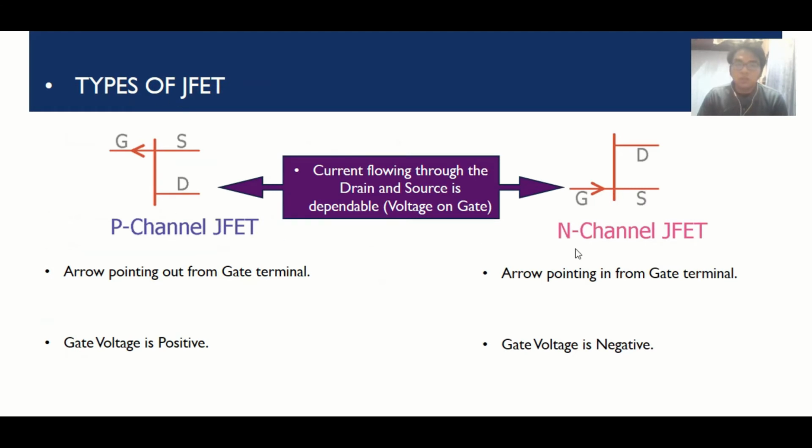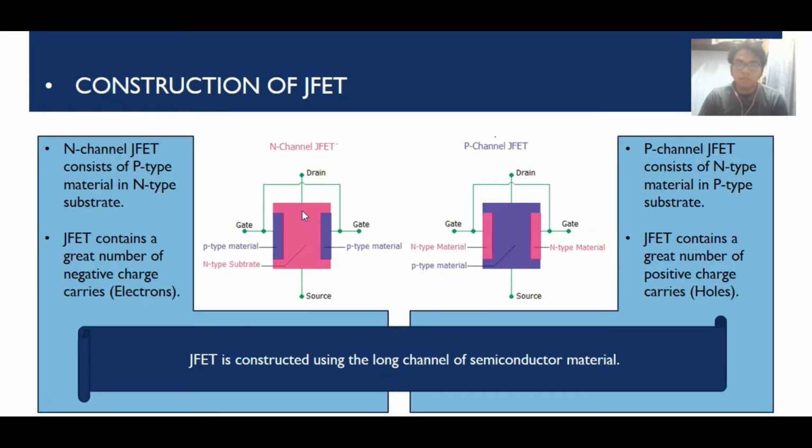Right, there are two types of JFET, which is P-channel JFET and N-channel JFET. Current flowing to the drain and source is dependent, which is it depends on the voltage applied on the gate terminal. For P-channel JFET, arrow pointing out from the gate terminal, and for N-channel JFET, arrow pointing in from gate terminal. Right, P-channel gate voltage is positive, but for N-channel gate voltage is negative.